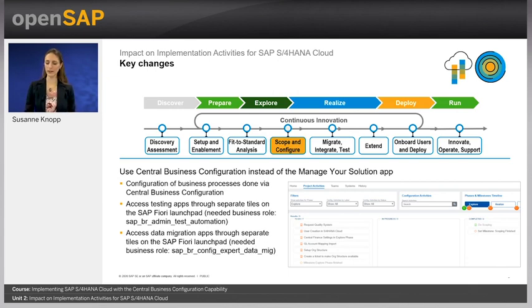This app will not be available anymore once you're doing your configurations with Central Business Configuration. You see here on the screen the Central Business Configuration project experience. This will be explained in a later unit in detail. What you need to know here is that the configuration of the business processes that you did in Configure Your Solution will now be done within Central Business Configuration. The other apps which have been available in the Manage Your Solution app, like testing and data migration, will be available via separate tiles on the Fiori Launchpad. The business roles you need to access those tiles are listed here on the slide.